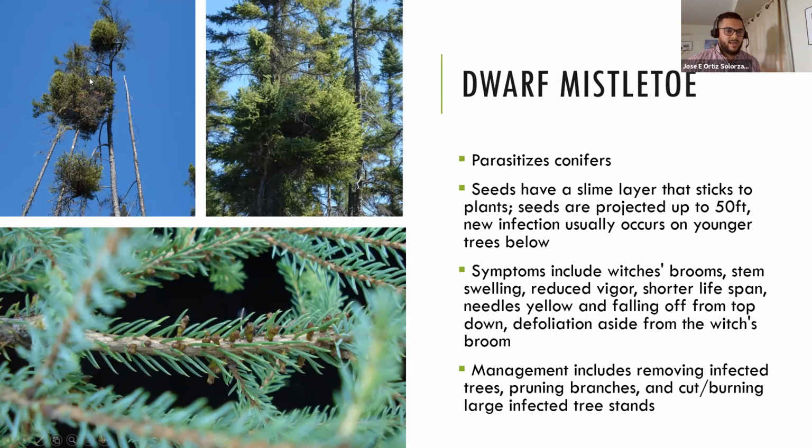So what is the pathogen doing? The pathogen is hijacking the system of the plant in order to obtain the energy and resources only where the pathogen is found. So the plant parasite requires that the plant only produces chlorophyll and the nutrients in that area. So the management for this is removing infected trees, pruning branches, and cutting or burning large infected trees.